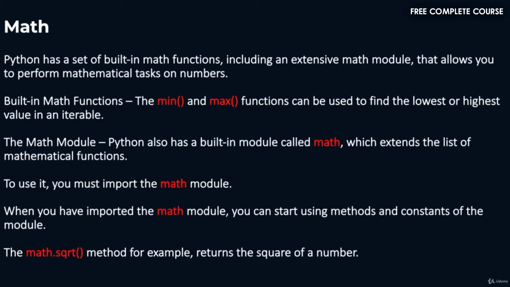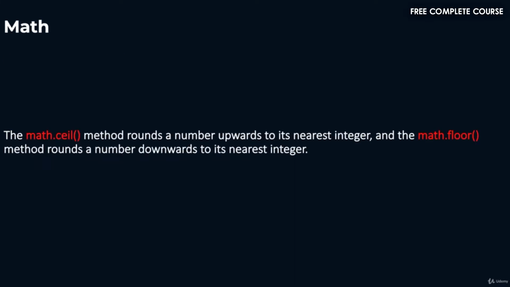The math module. Python also has a built-in module called math, which extends the list of mathematical functions. To use it, you must import the math module. When you have imported the math module, you can start using the methods and constants of the module. The math square root method, for example, returns the square root of a number, okay? Then we have the math.ceiling method. It rounds a number upwards to its nearest integer, and the math.floor method rounds a number downwards to its nearest integer. All right, so now let's jump into the notebook and look at some of these examples.